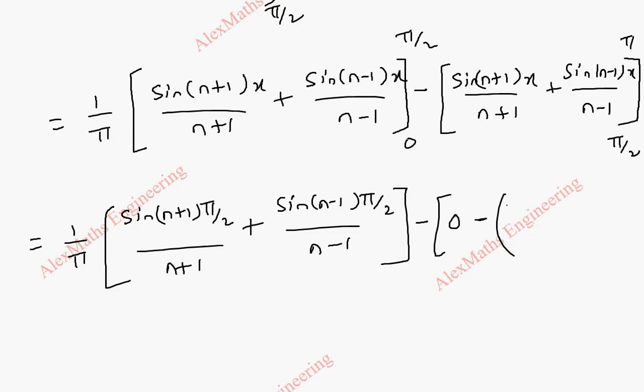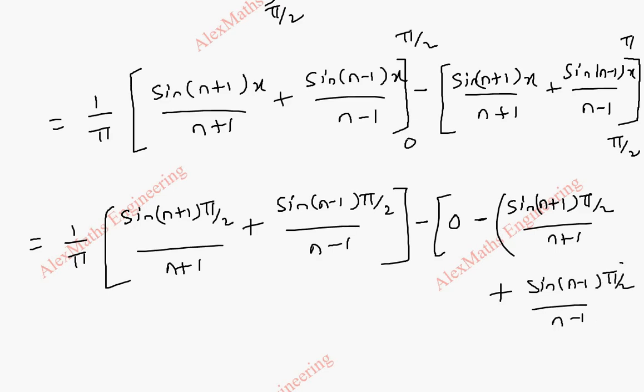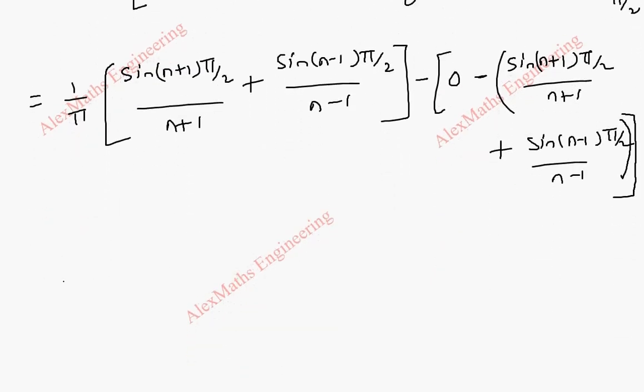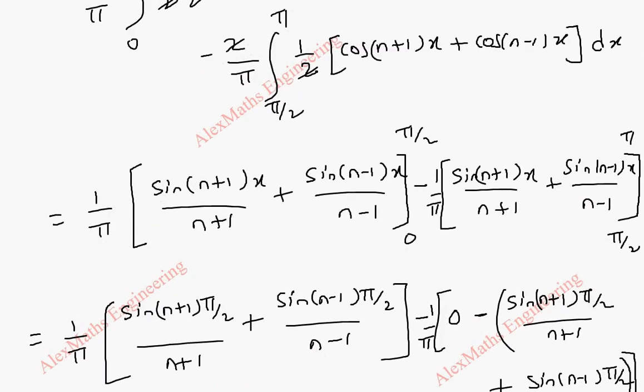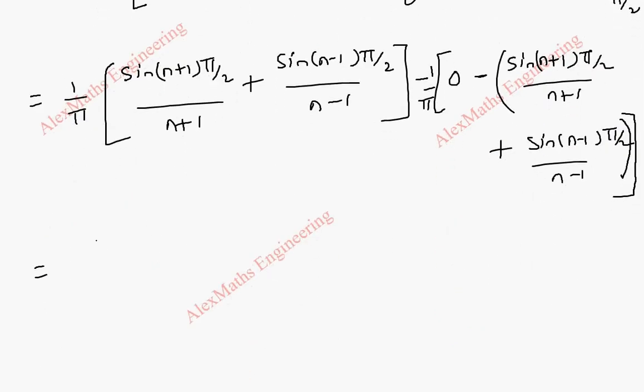Minus, bracket open, when I put the lower limit, sine (n plus 1) into pi by 2 by (n plus 1) plus sine (n minus 1) into pi by 2 by (n minus 1). So we completed the limit substitution, and finally the first term, and here we have 1 by pi outside, even in the previous step, because 1 by pi is there for both the terms. So we can take 1 by pi common throughout. Now we have n plus 1 and there is a minus sign. This minus sign comes here to become plus.